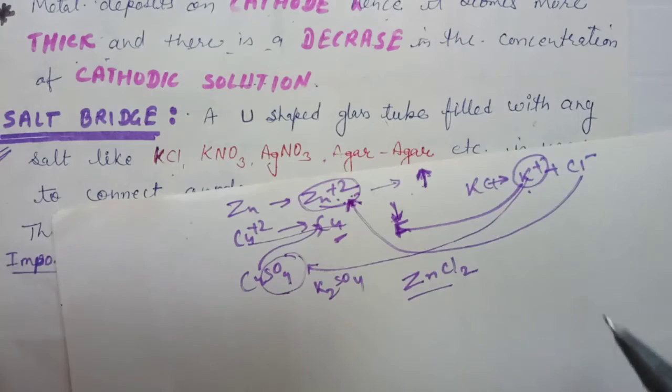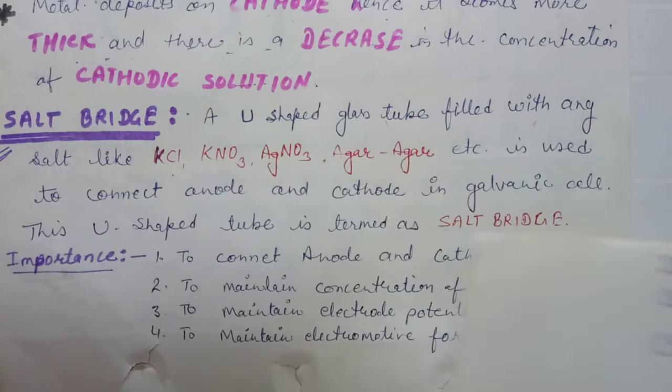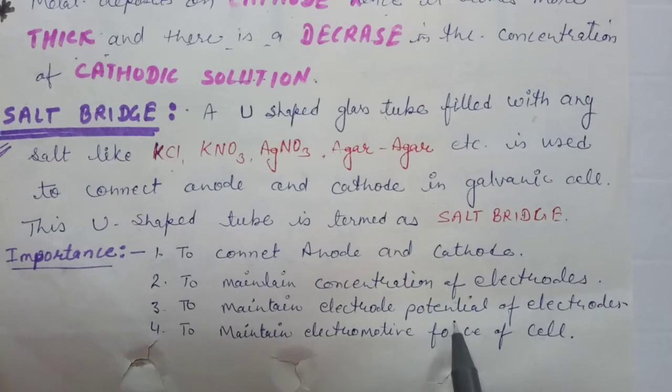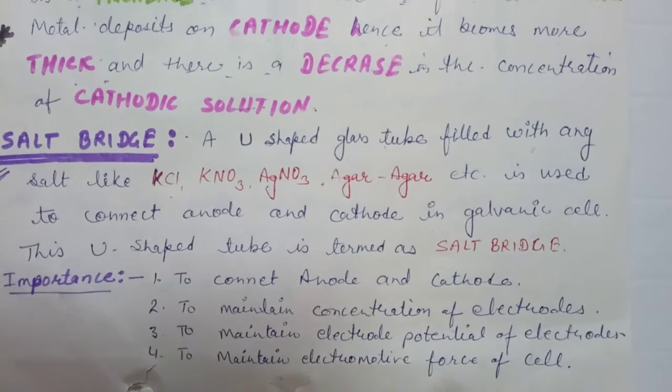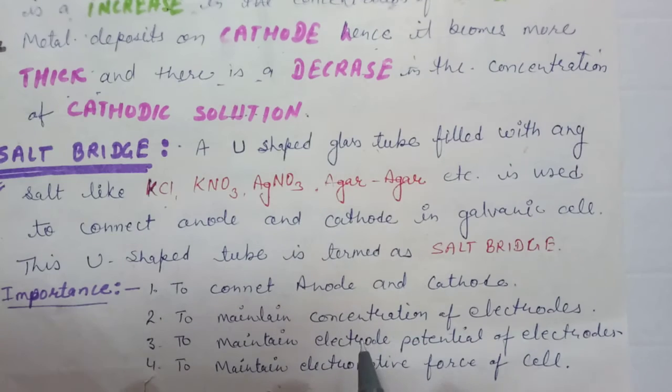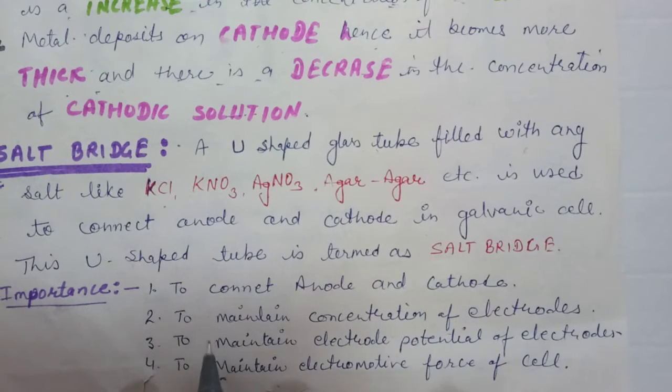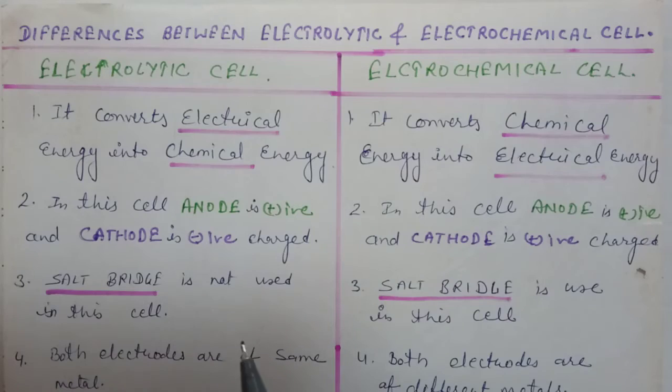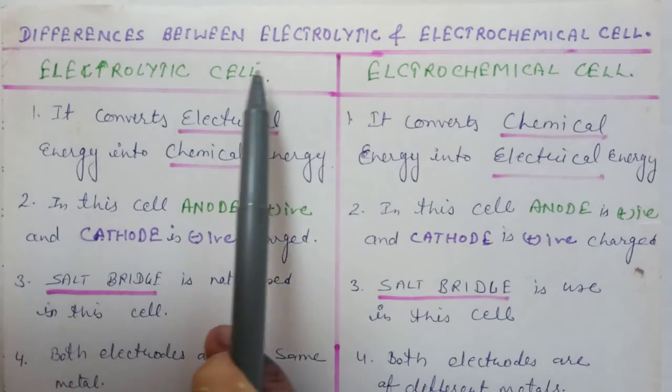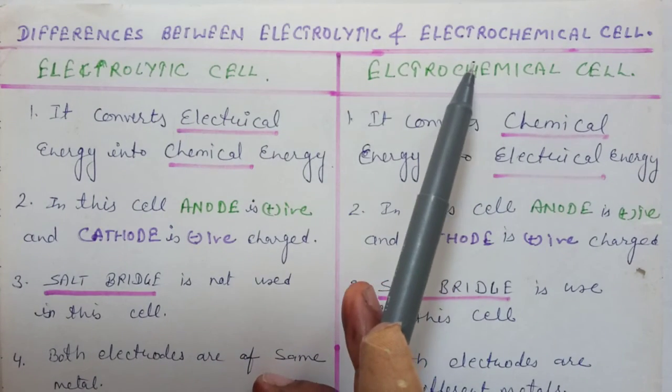Thus, the concentration, or we can say the charge, of the anodic and cathodic solution is maintained by the salt bridge. As the concentration remains constant, the electrode potential of the electrodes is also constant. And if the electrode potential is constant, then the electromotive force of the cell will be maintained. It maintains the concentration of electrodes, the electrode potential of electrodes, and the electromotive force of the cell also. Clear? Okay.